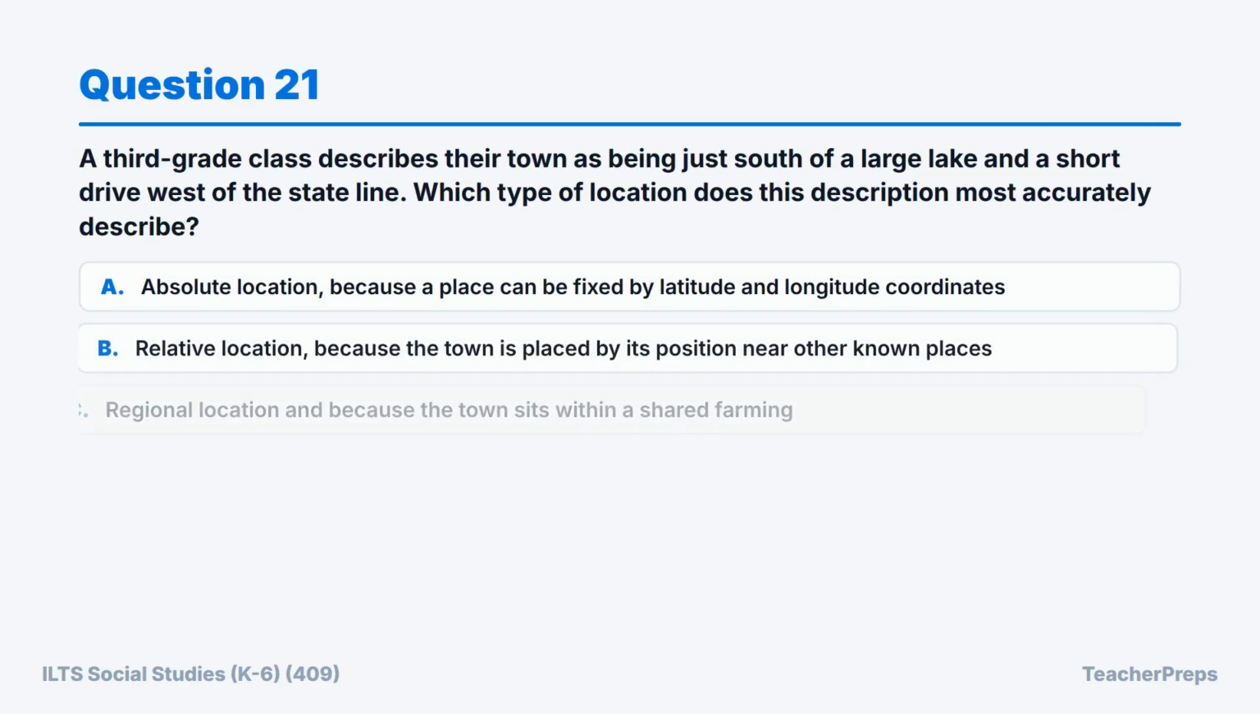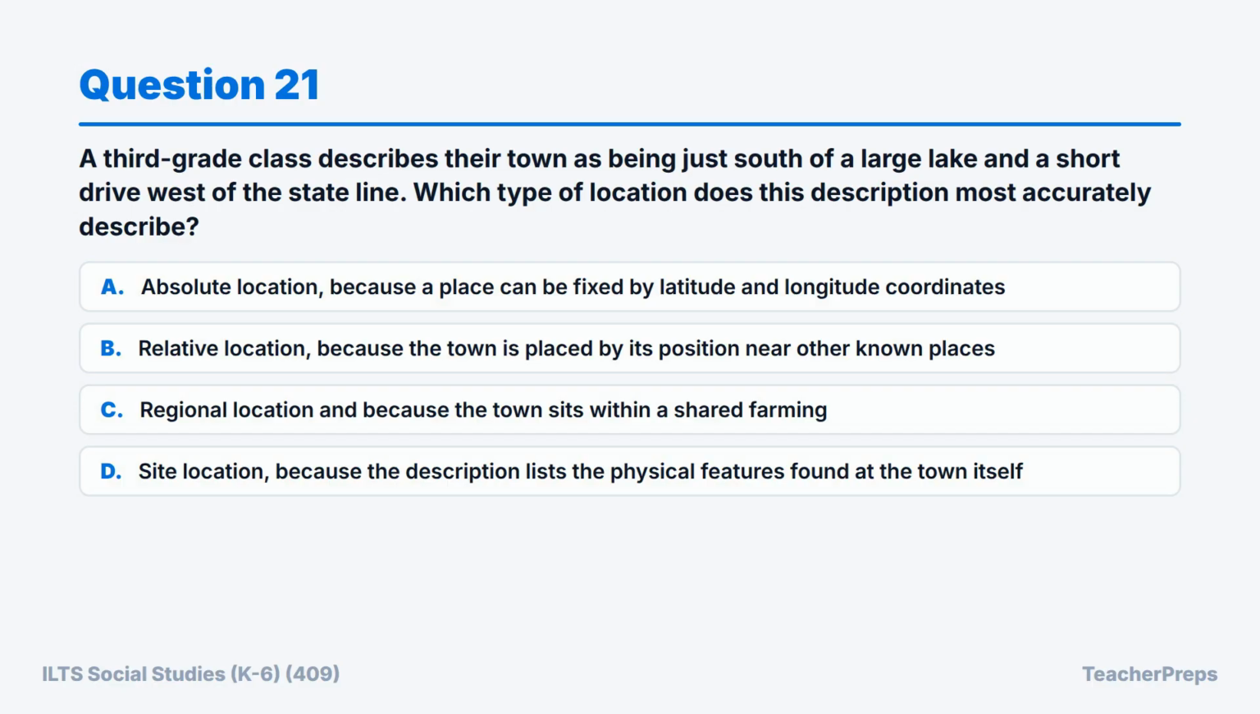Question 21. A third-grade class describes their town as being just south of a large lake and a short drive west of the state line. Which type of location does this description most accurately describe? Pause the video and select the best answer.